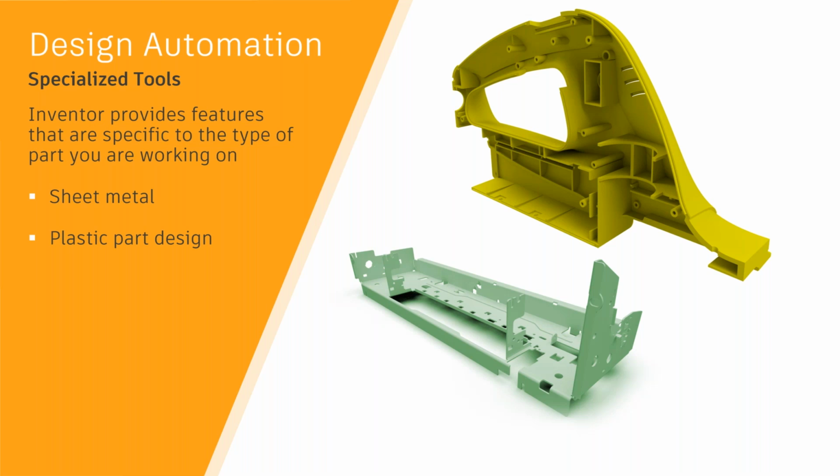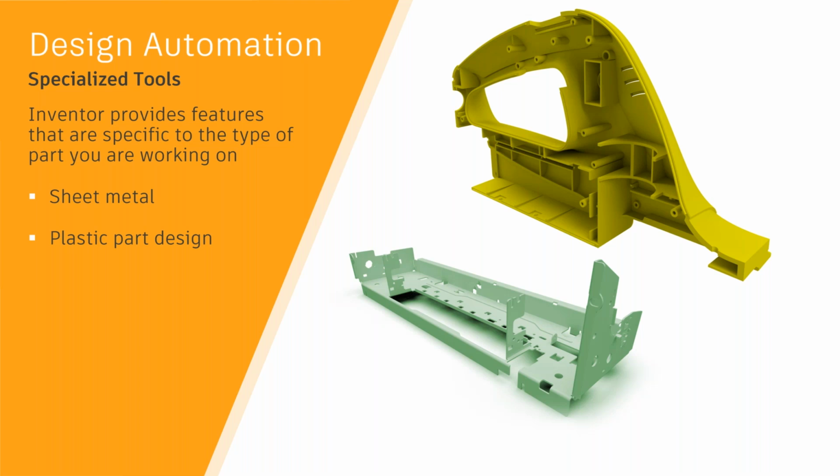So let's start with the basic automation capabilities. Specialized tools are available for several model types, including sheet metal design and plastic part design, as an example. These features make it easier to model in 3D and provide all engineering criteria for bend allowance, so you know your parts are accurate according to the machines used to make them.